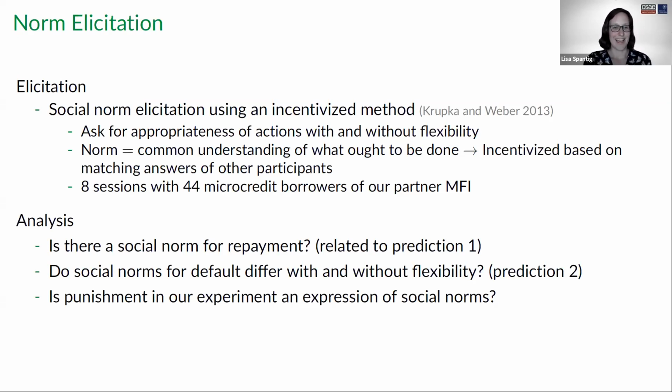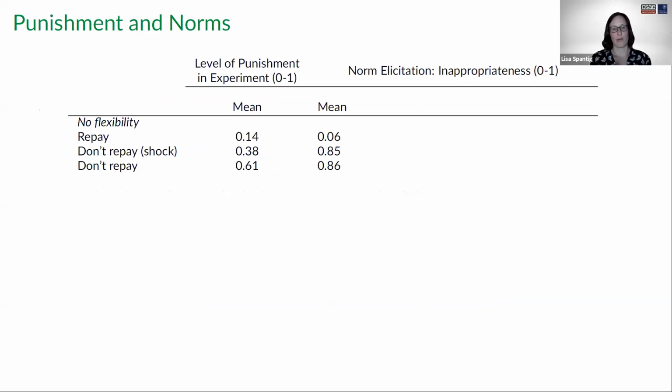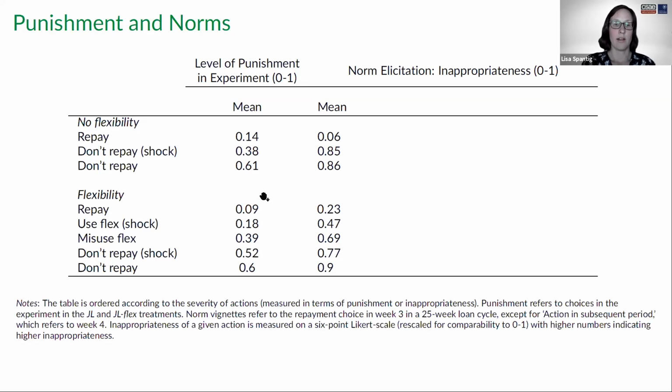So let me start with the last point by showing you a table where we order the severity, or the badness, of the different decisions according to what people punish in our experiment. You can see here the mean for the normal elicitation, with higher means meaning it's less appropriate. It nicely lines up in terms of the ranking with the punishment decision. And the same is true if we look at decisions under flexibility. So here, repaying is, of course, the most appropriate thing to do. Defaulting without a shock is the least appropriate thing to do. And the same comes out of the normal elicitation.